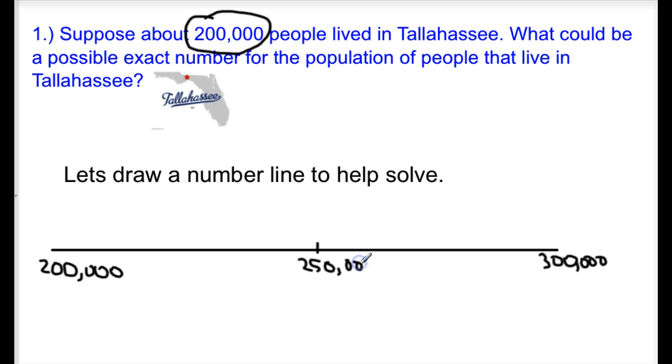And then we are going to fill out this number line. So if I know this is 200,000 and I know this is 250,000, I'm going to find the numbers on this line that are in between. So about in here, we would have 210,000, and then we would have 220,000 would be next.